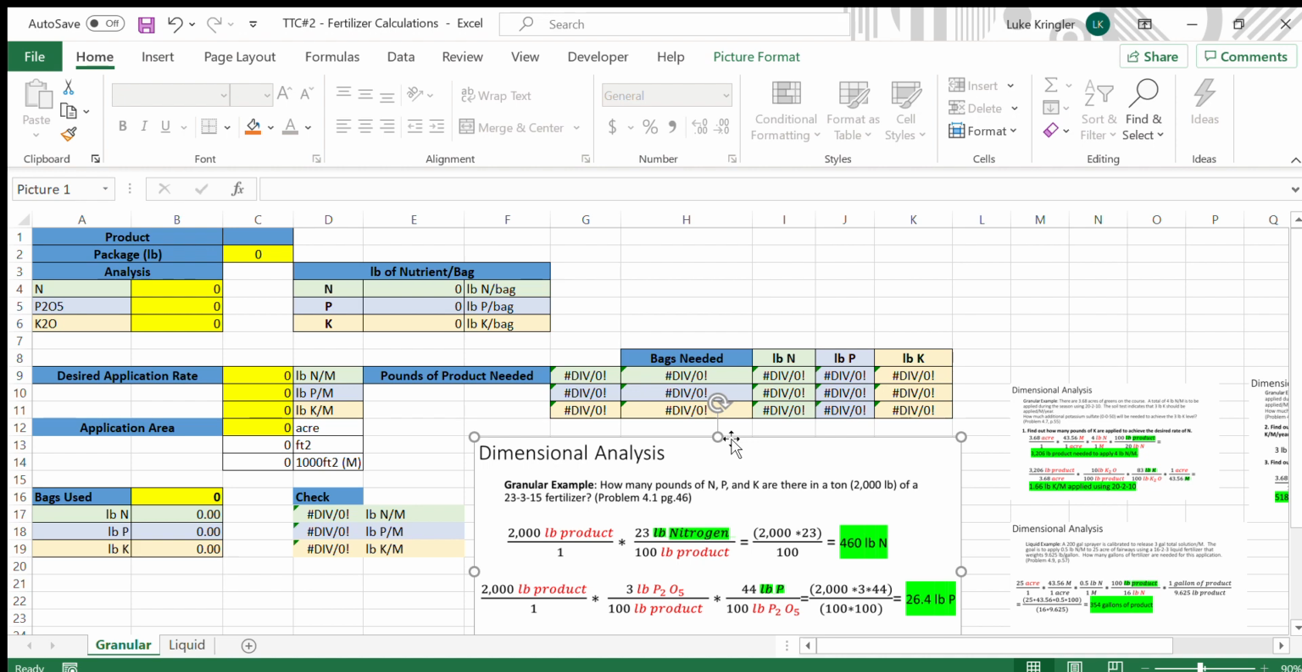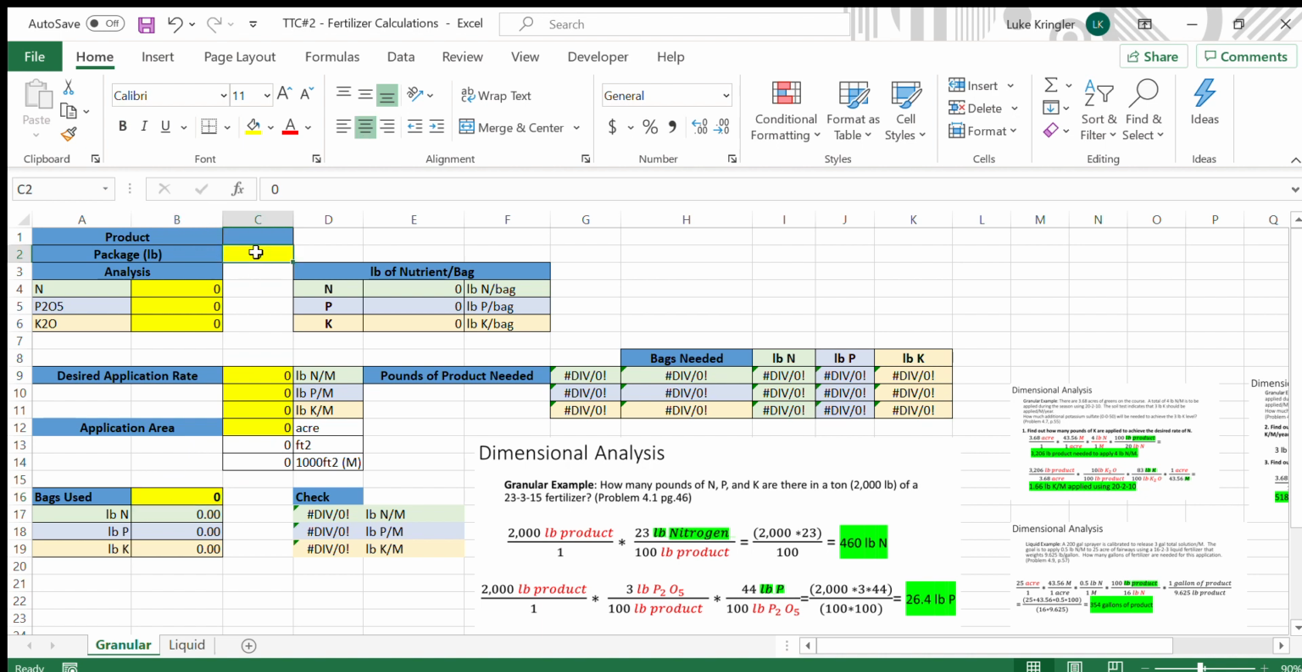So the first thing we're going to do is we're going to look at the calculator, and we're going to look at these cells that are highlighted yellow. These are all input cells. If a cell is not highlighted in yellow, it's a return cell with a formula already embedded in it.